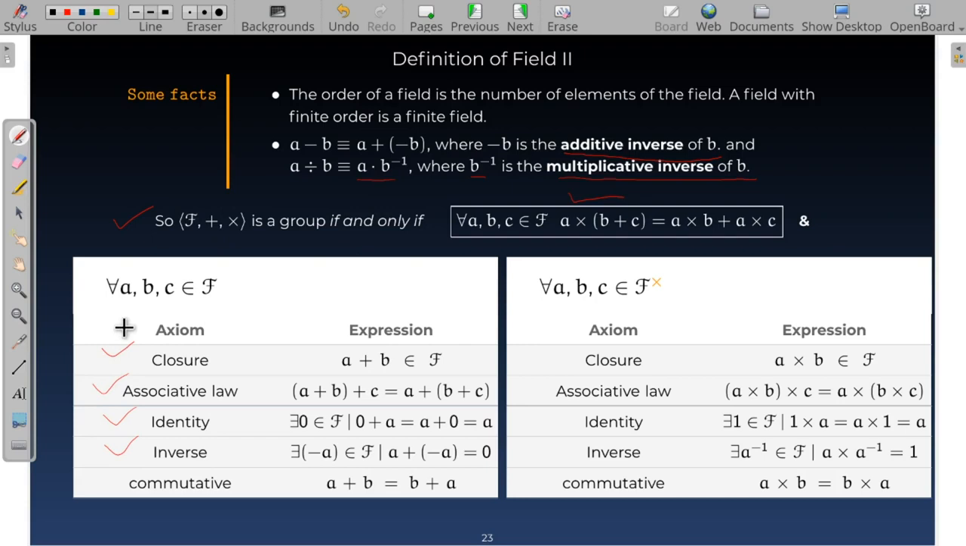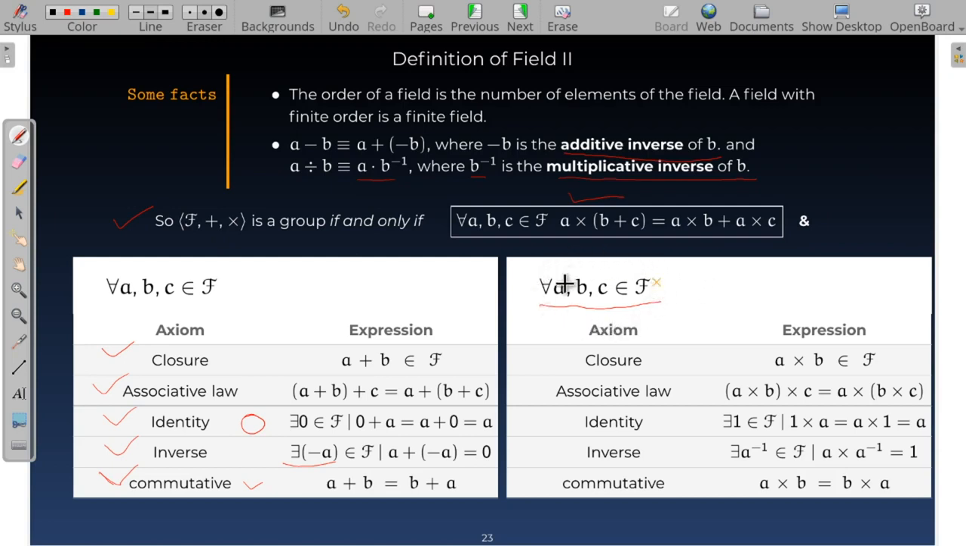So 4 of these axioms are already there for a group, and the next one is required for a field. So there must be closure, there must be the associative law, there must be an identity, and the identity element with respect to addition is going to be 0. There must be an inverse with respect to addition, which is minus A. So minus A is going to be the inverse of A, and it must be commutative, that A plus B is equal to B plus A.